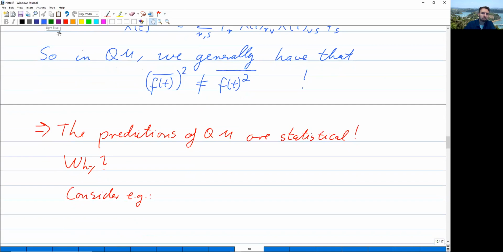Consider, for example, on one hand, we have x of t squared, and then we make a prediction for it. And then let's say we consider by how much that differs from taking the position, calculating the prediction for it, and then squaring that, right? We just said that in quantum mechanics, those two quantities aren't the same.